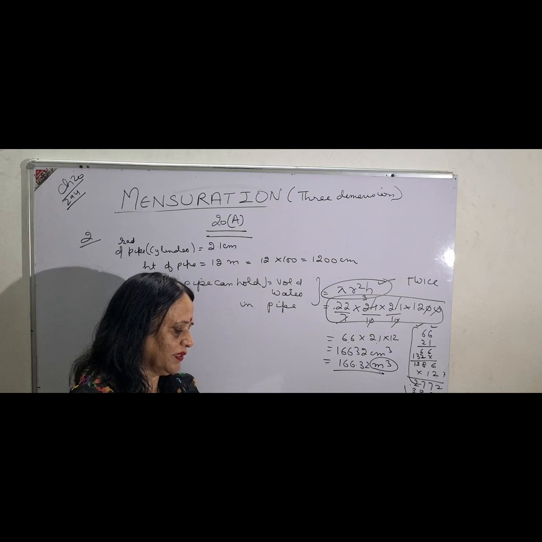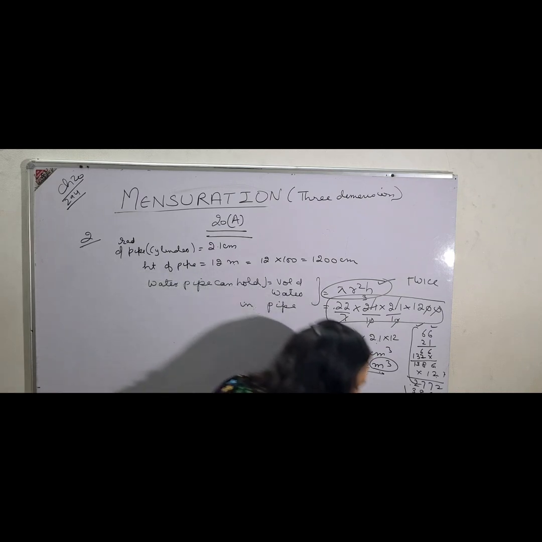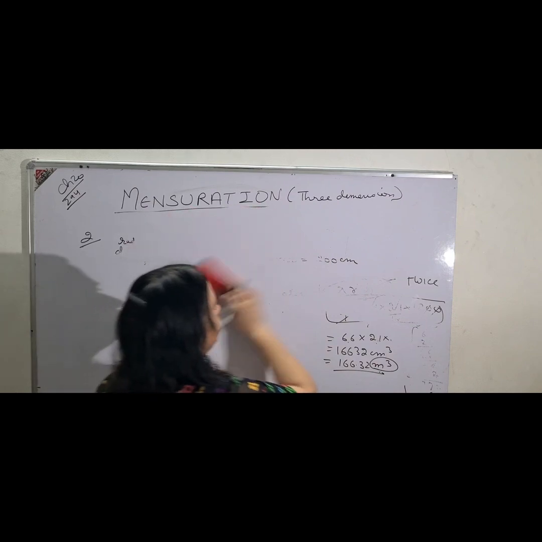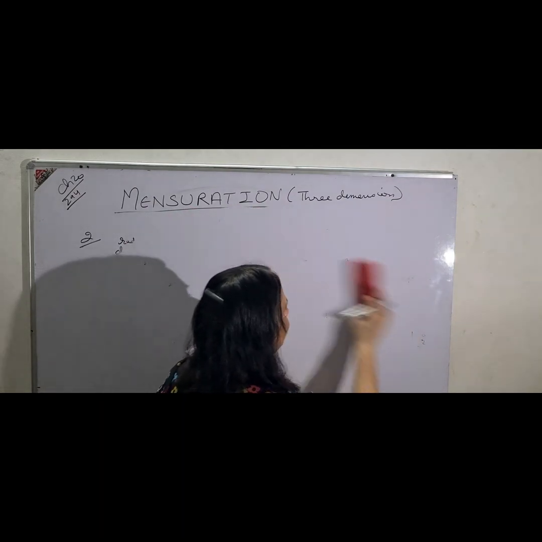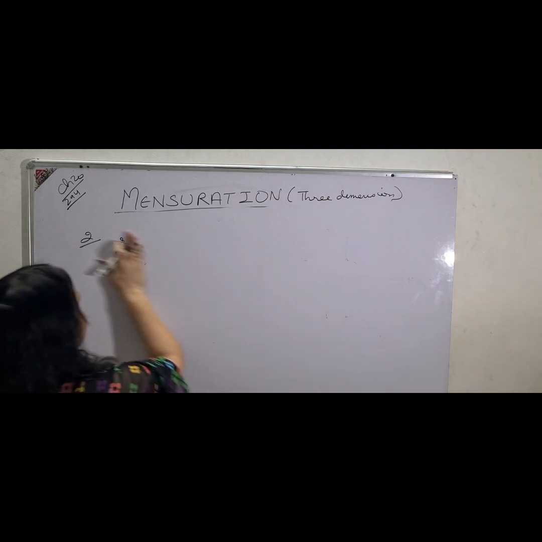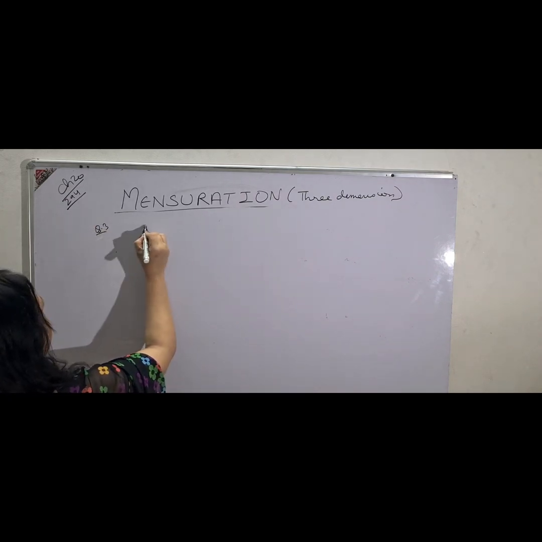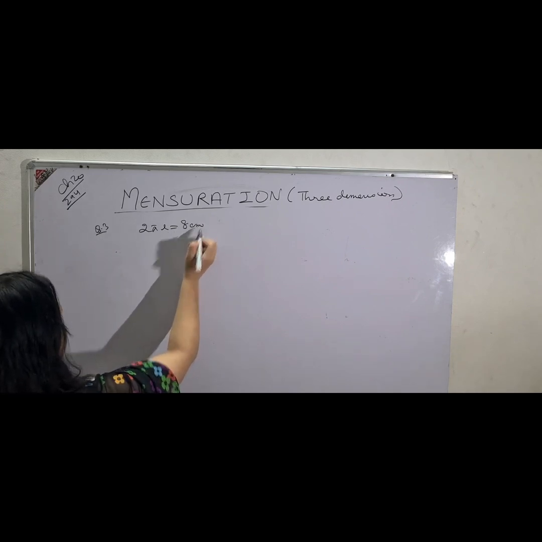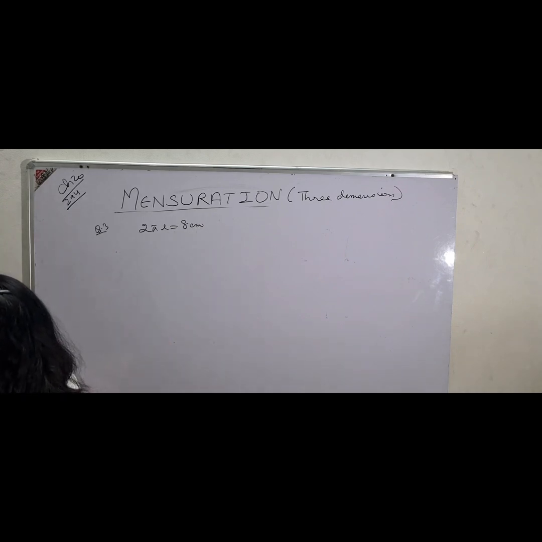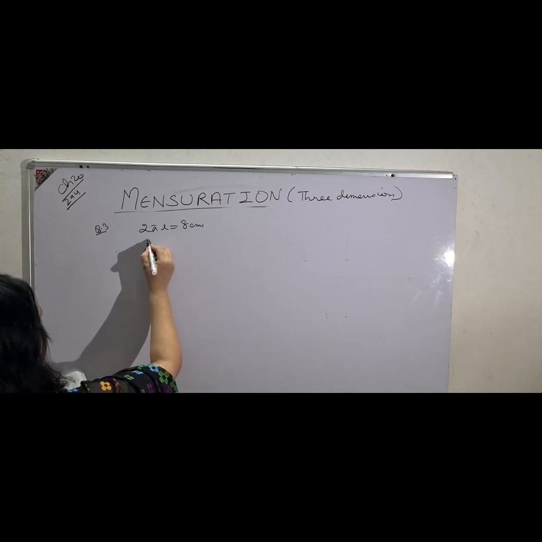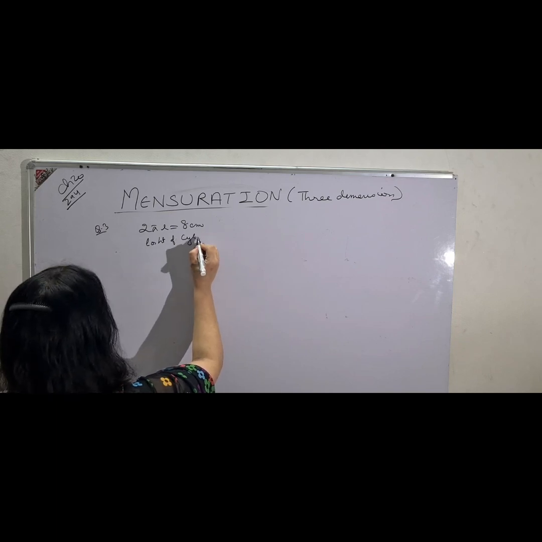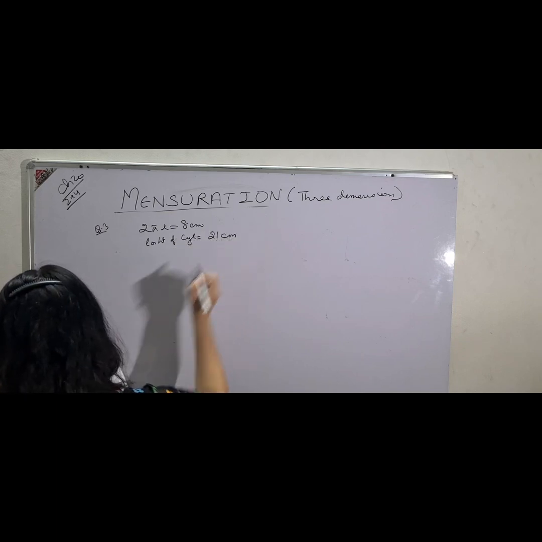A cylinder of circumference 8 centimeters. So see children, 2 pi r of 8 centimeters means the circumference in question 3. 2 pi r is given to be 8 centimeters. He says, and length of 21 centimeters. So the length, or you can say the height, of that particular cylinder is 21 centimeters.